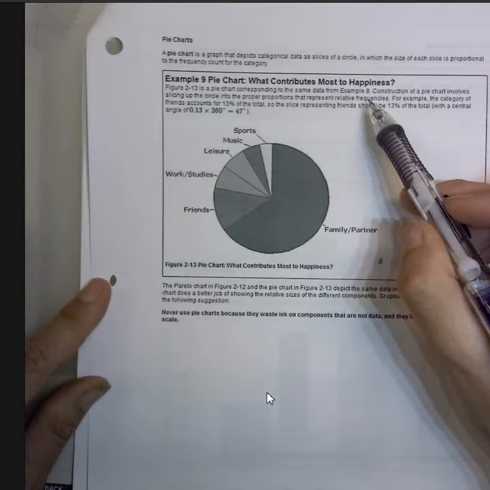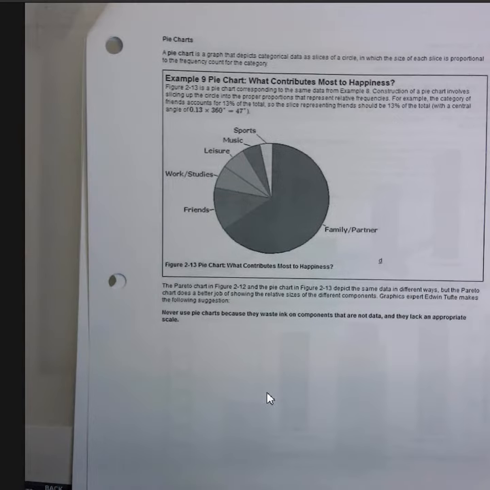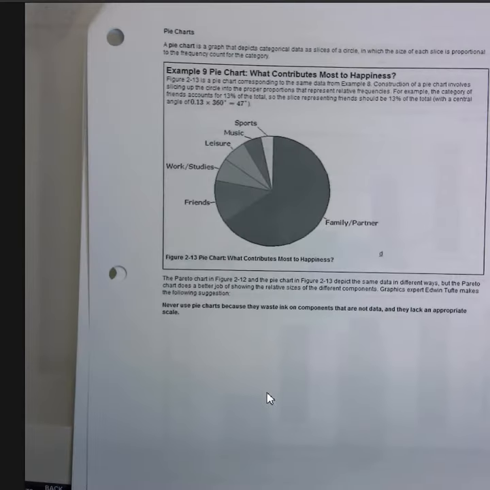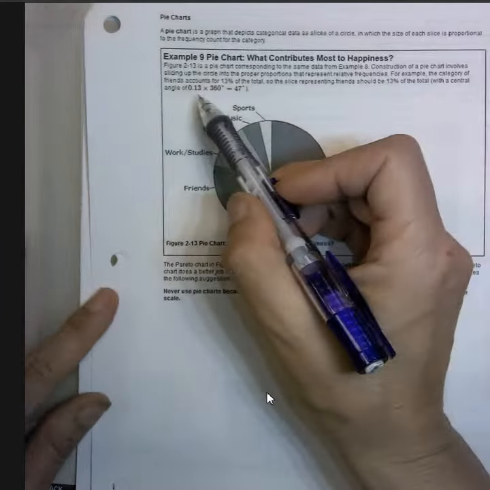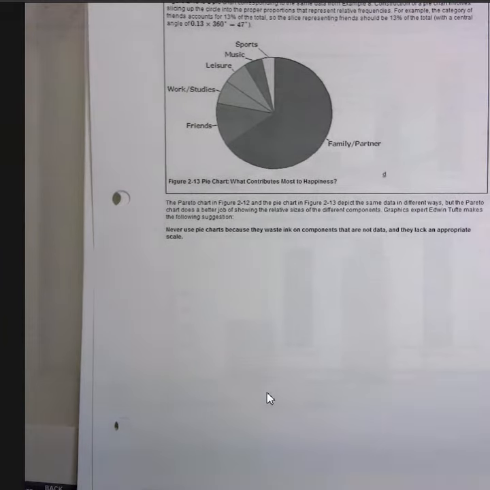Okay. Construction of a pie chart involves slicing up the circle into proper proportions that represent relative frequencies. For example, the category of friends counts for 13% of the total, so the slice representing friends should be 13% of the total area of the circle. I'm not going to ever have you make a pie chart by hand, so you don't need to worry about the degrees part of it. They're going to ask you lots of questions about pie charts versus Pareto charts on the homework.